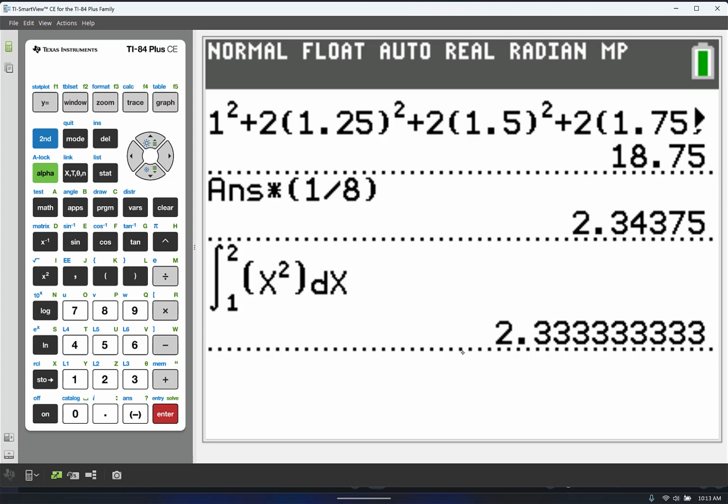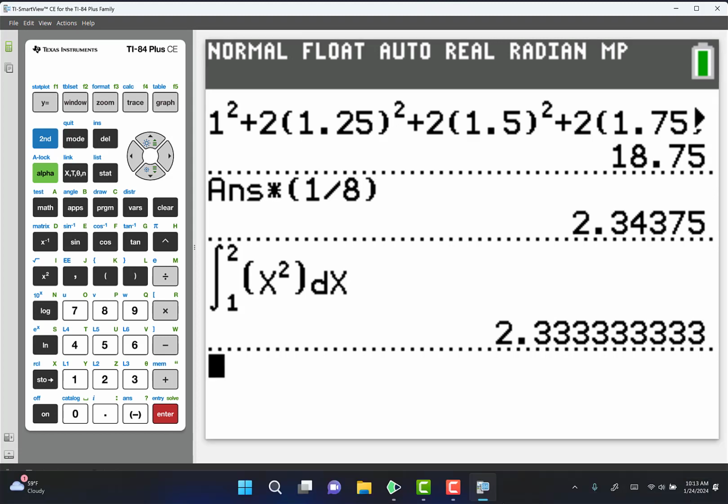Okay. Yeah, we're gonna do a free response question today from the AP, and they want to see trapezoidal.